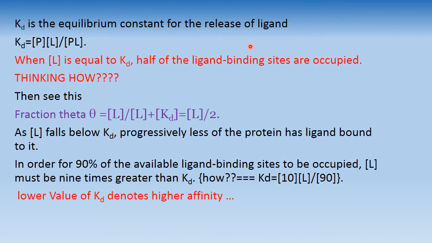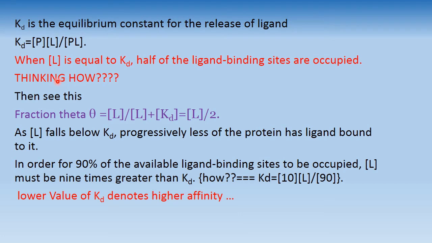Kd is the equilibrium constant for the release of the ligand, and Kd is equal to the inverse of Ka, that is, the concentration of protein times the concentration of ligand divided by the concentration of protein bound to the ligand. So when L is equal to Kd, the dissociation constant, half of the ligand binding sites are occupied.